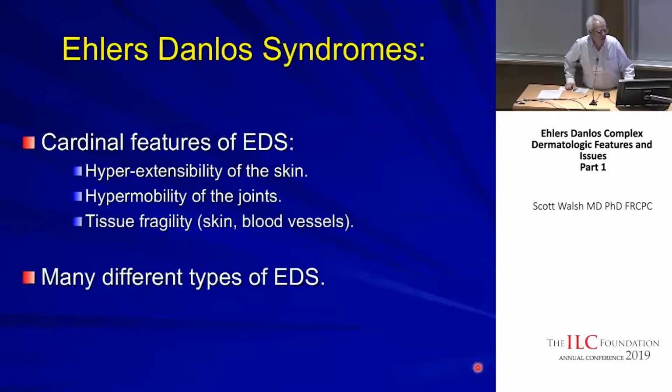So I'm going to start with the cardinal features of how we define Ehlers-Danlos Syndrome. There's hyperextensibility of the skin, and this varies based on the type of Ehlers-Danlos. Hypermobility of the joints and tissue fragility. And different types of Ehlers-Danlos have different target organs for tissue fragility, whether it's the skin, the blood vessels, the eyes, the gums. And there's many different types of Ehlers-Danlos.